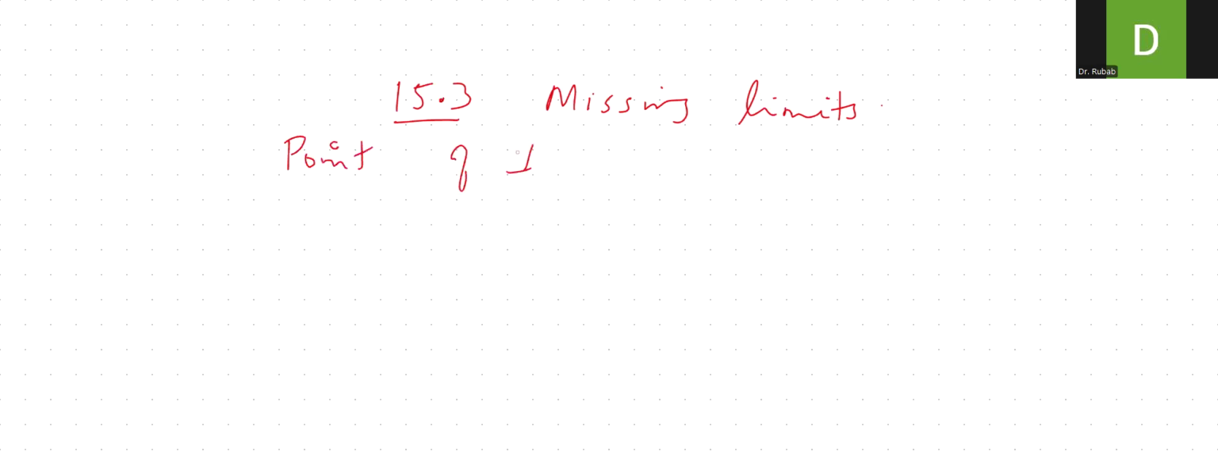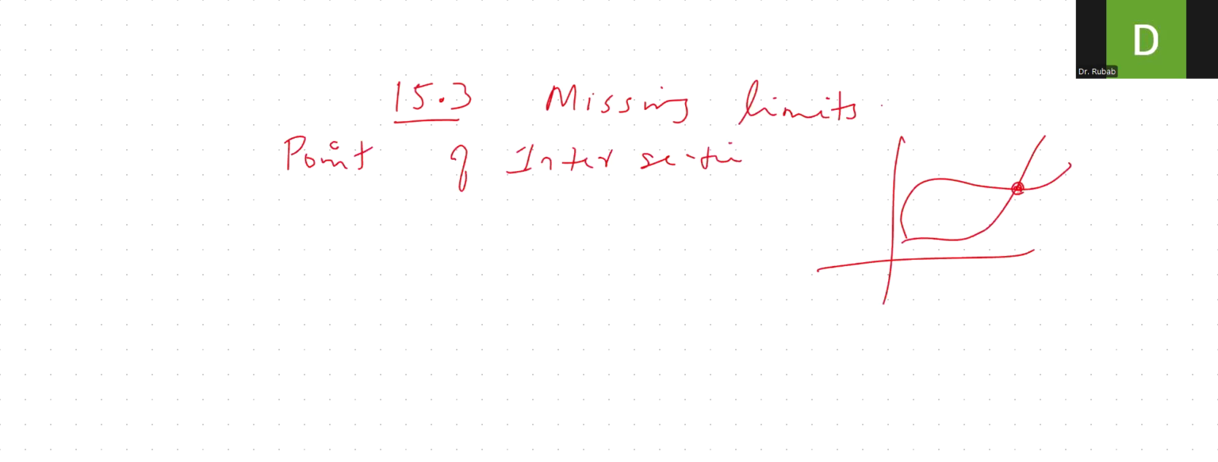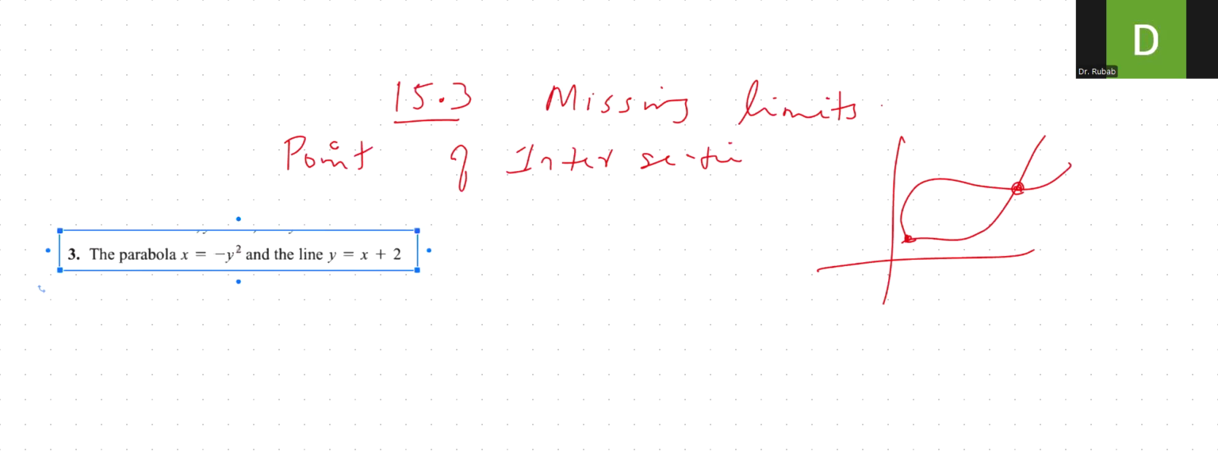Point of intersection is whenever there are two graphs, and the point of intersection is the point where these graphs meet. And these are the limit points. So this is the 15.3 topic. I will just take an example, question number 3. This is the example.